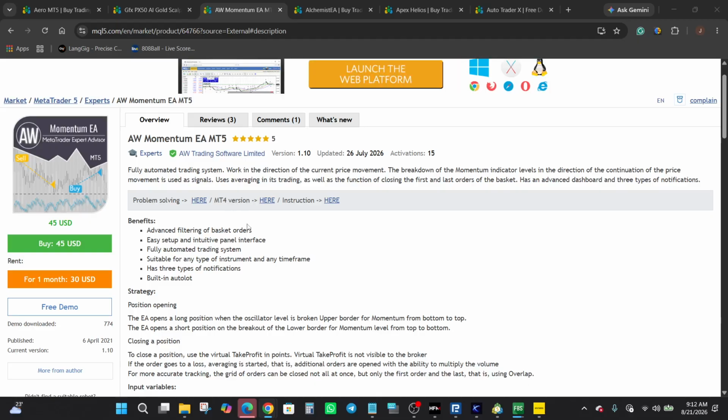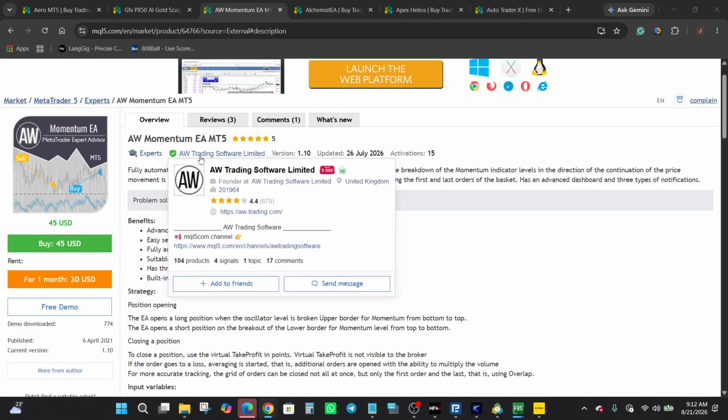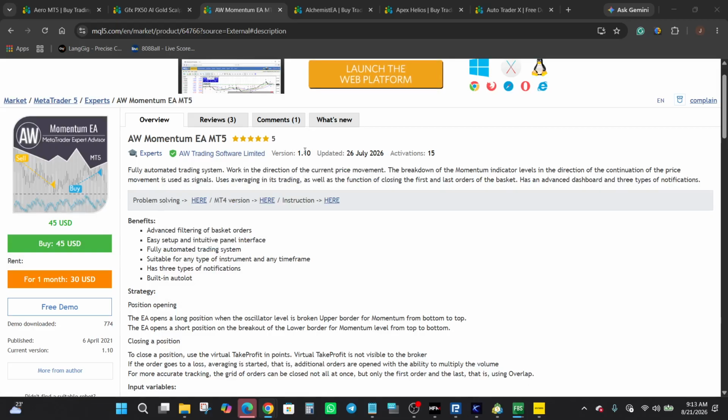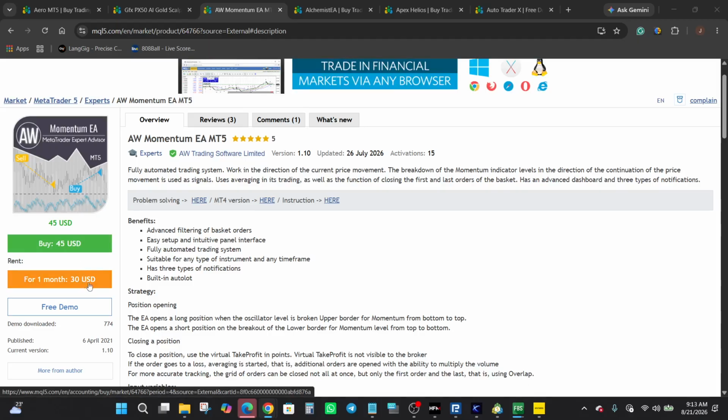Okay, starting from the top of the marketplace listing, this EA is offered by AW Trading Software Limited. The current version shown here is version 1.1, and the listing says that it was updated on July 26th, 2026. At the time of this recording, the EA has 15 activations. The purchase price shown is $45 while a 1 month rental is listed at $30.